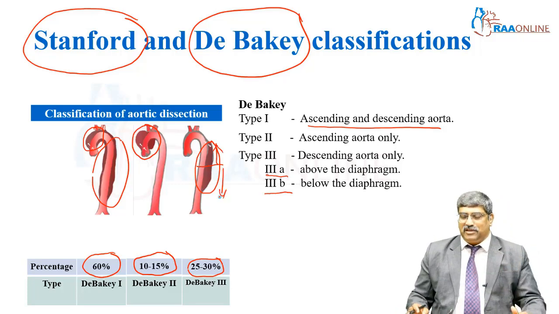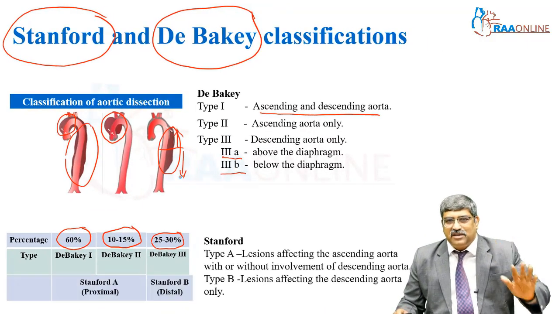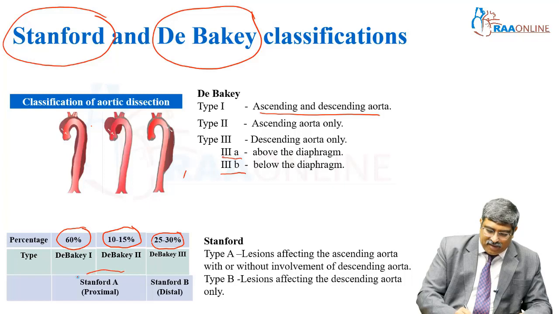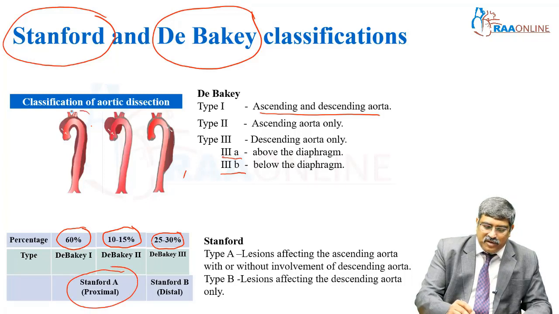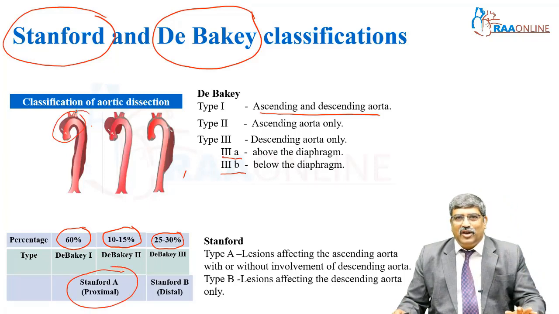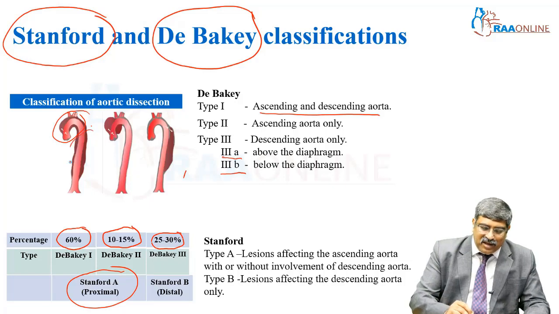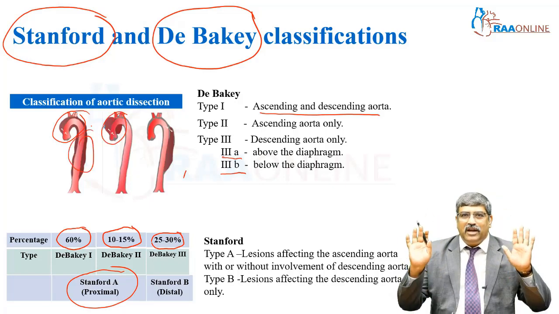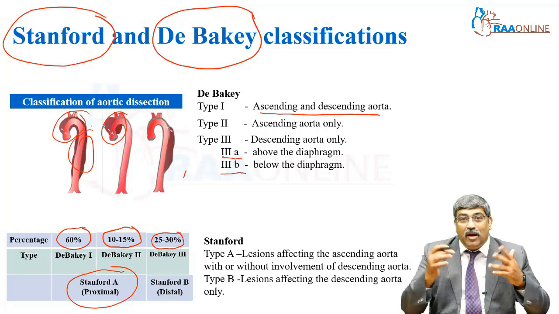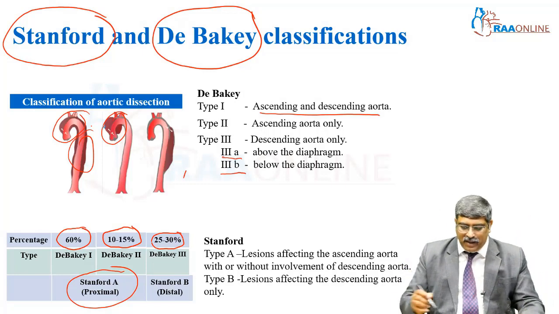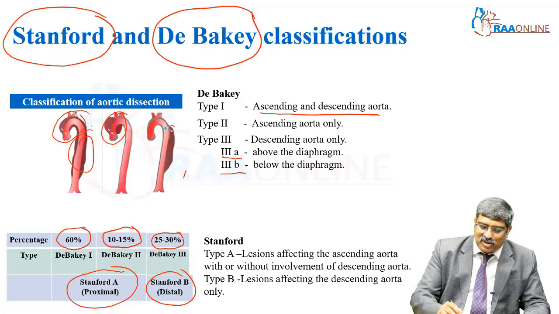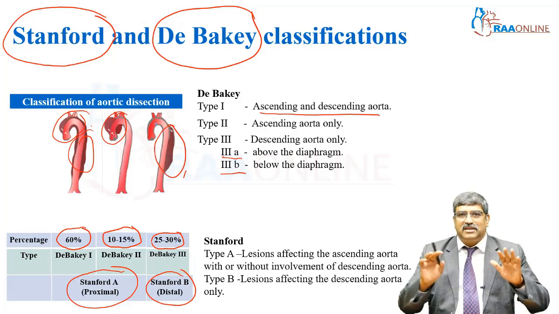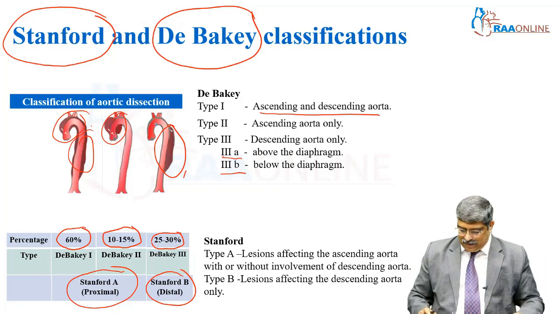This is DeBakey classification. But Stanford classification is very simple. There are only two types. One is type A, which is proximal, which involves the ascending aorta irrespective of whether it involves the descending or not. There will be ascending aortic dissection, but descending may or may not be there in type A. In type B, there is only the descending aorta involvement. This is Stanford classification, type A and type B.